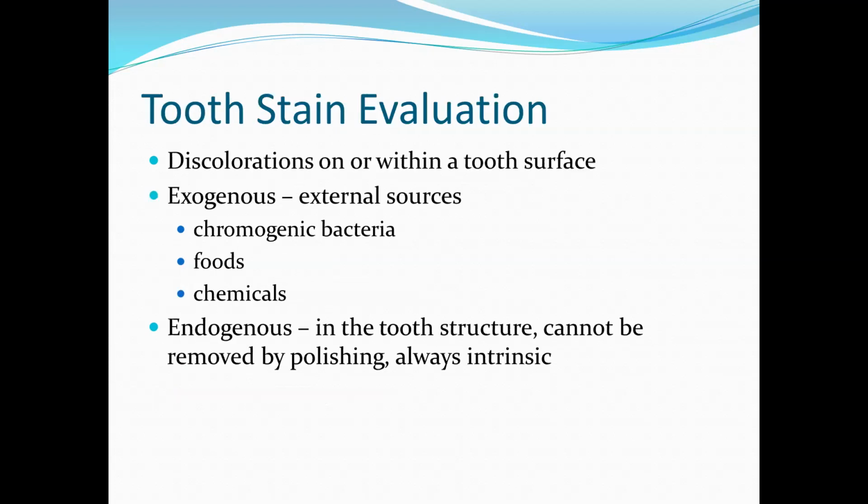We're looking at tooth stain. Is it chromogenic bacteria? Is it from foods? Is it from chemicals? Is it endogenous? Is it within the tooth structure and can't be removed by polishing? Is it what we call a quote unquote dead tooth because the nerve has died, so it's got that grayish color? Or is it a green stain that's become impregnated into the tooth itself because of decalcification?